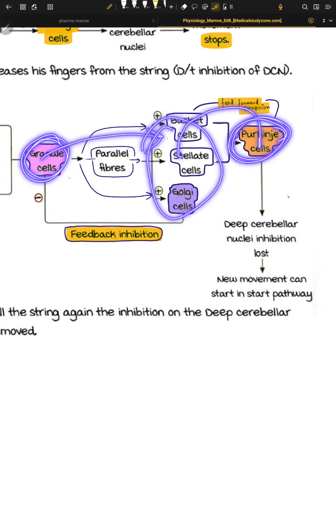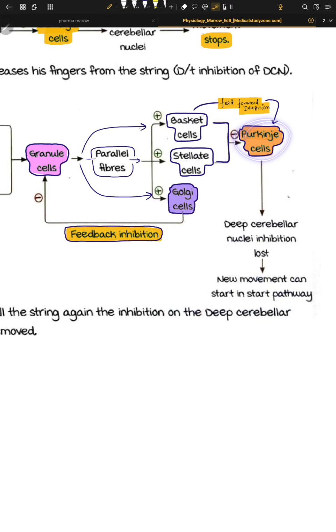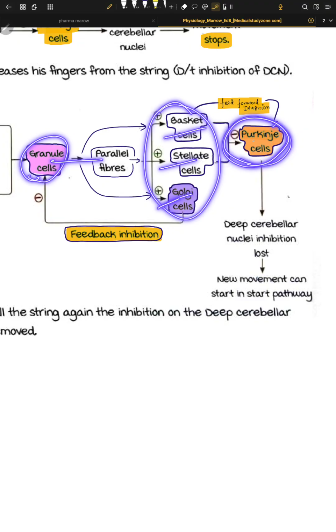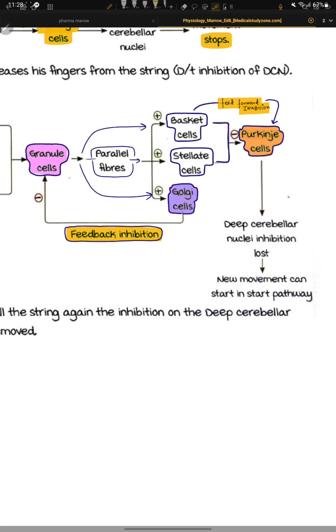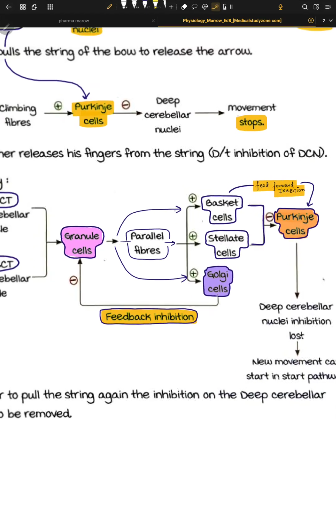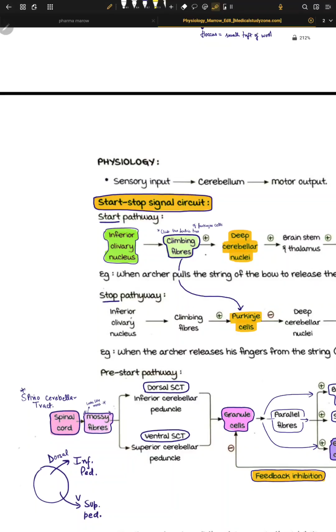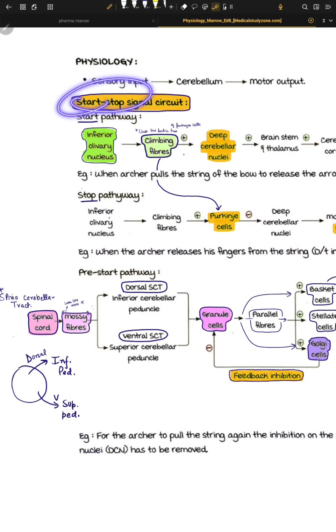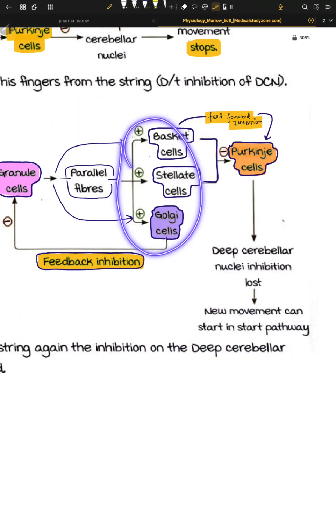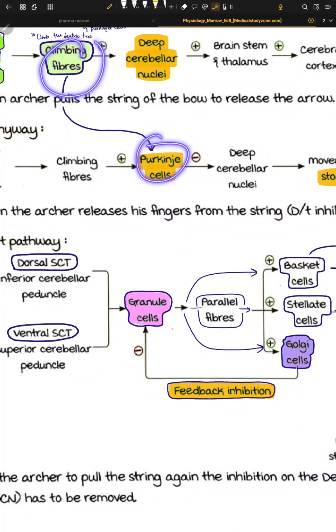And we know that the Purkinje cell is also for inhibition. So granule cells hit basket cells, stellate cells, and Golgi cells, which inhibit Purkinje. Purkinje's work is to inhibit further movement. If Purkinje is inhibited, that means the movement will start, because Purkinje is responsible for stopping the movement, right? We know that from the start-stop signal pathway, right? So basket and stellate cells stop Purkinje, and Purkinje is stopped by climbing fibers.